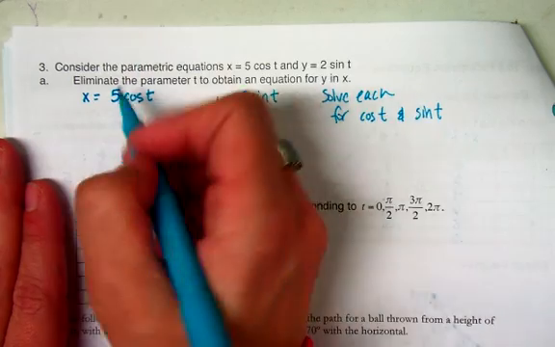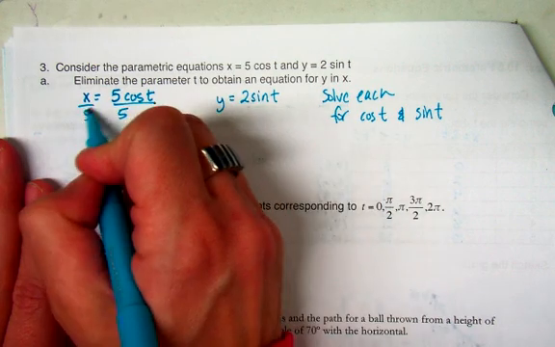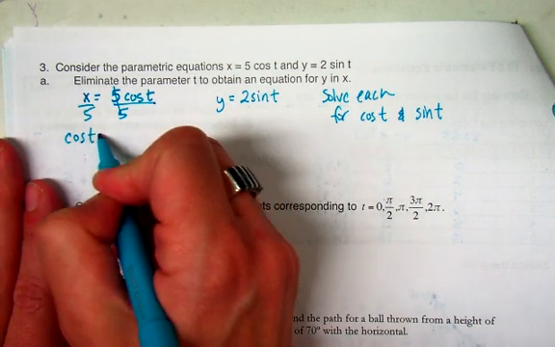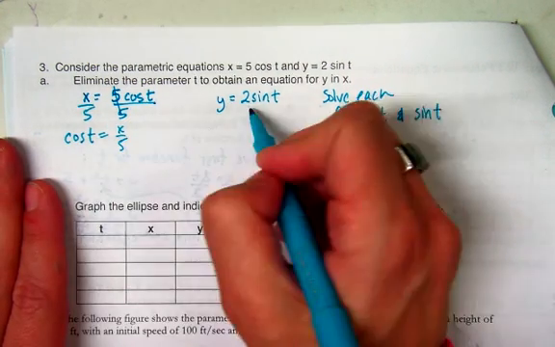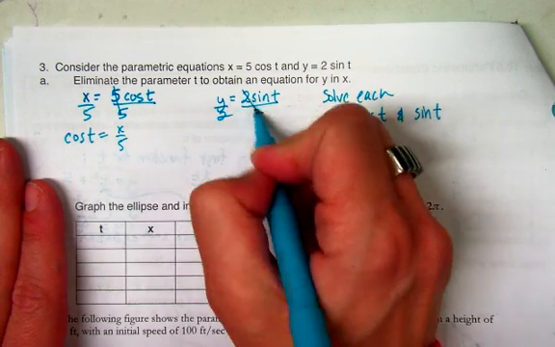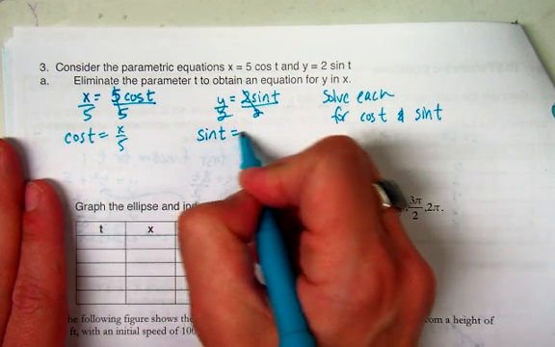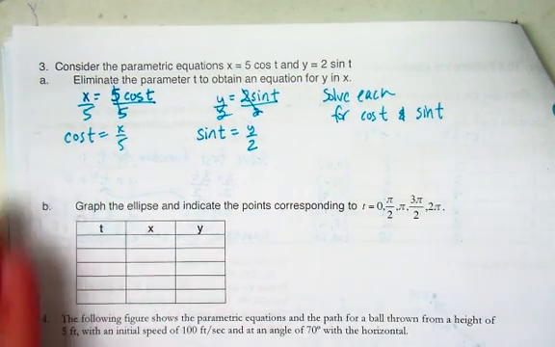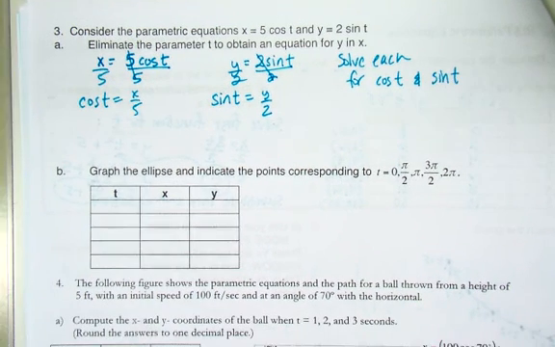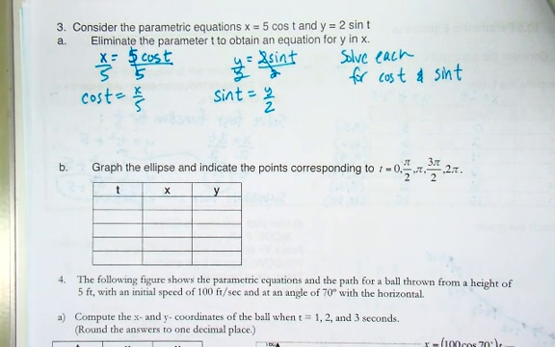So to solve this one for cosine, I just divide by 5. And I get that the cosine of t equals x over 5. And for this one, I just divide by 2. And I get that the sine of t equals y over 2. So far, so good? Okay, so we solved them for cosine t and sine of t.